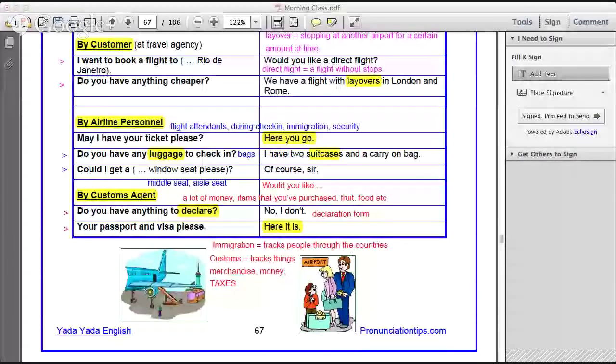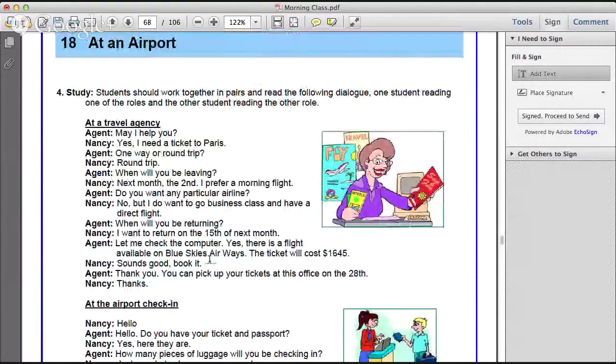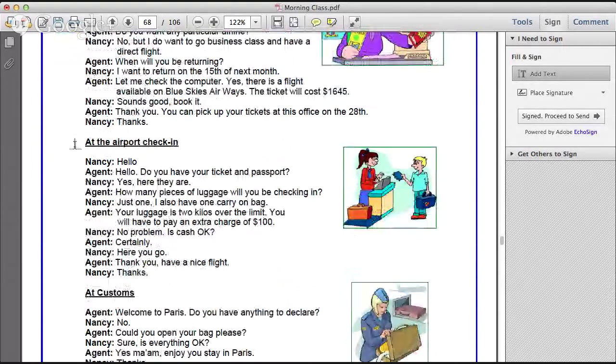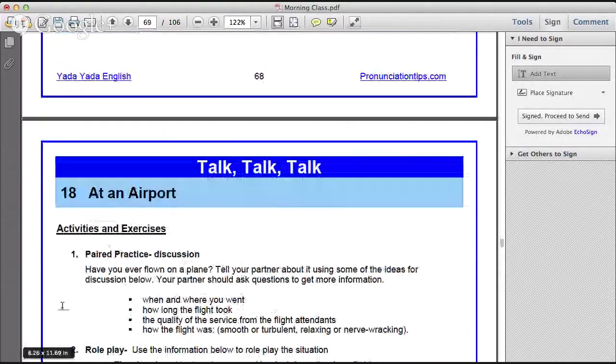All right, let's go back here. We're going to scroll down and go through some dialogues here. We have a dialogue for at the travel agency, at airport check-in, and at customs, and I think that's it.